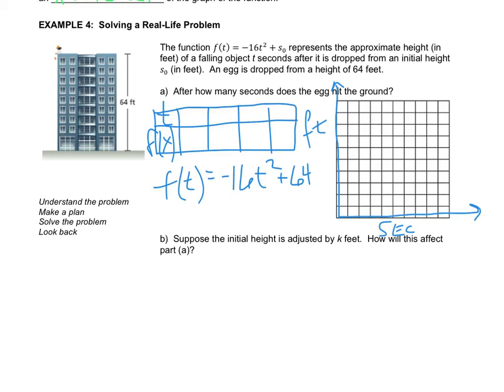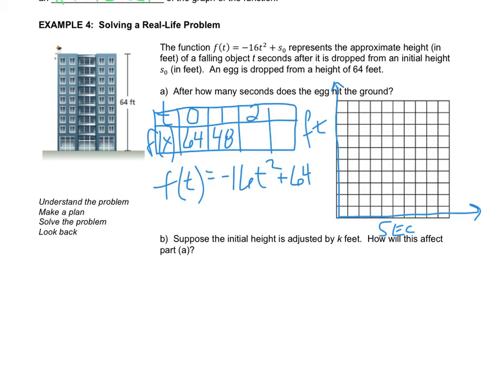So let's go with 0. That's when I first let it go. That's how high up off the ground we are. If I plug in t, 0 squared is 0, times negative 16 is still 0. That function value is 64 feet high. After a second goes by, now I would do t squared, 1 squared is 1, times negative 16 is negative 16, plus 64 is now 48.